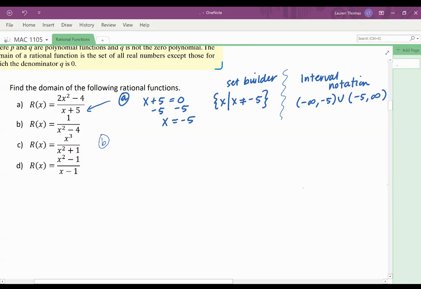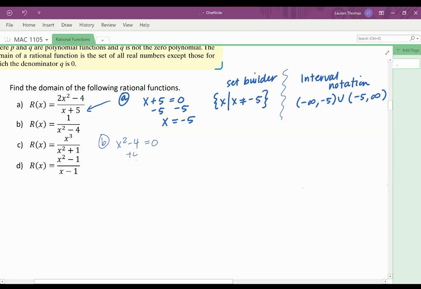So for B, our denominator is x squared minus 4. So let me go ahead and write that. And I'm going to set it equal to 0. When I do that, I need to solve for x. So this is quadratic. Remember, you have a bunch of different methods to solve a quadratic function. The easiest method here is to add 4 to both sides and then use the square root method. So that's what I'm going to do.